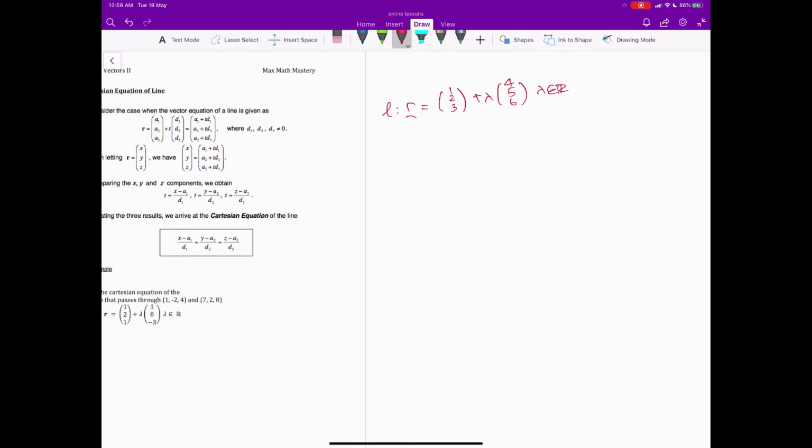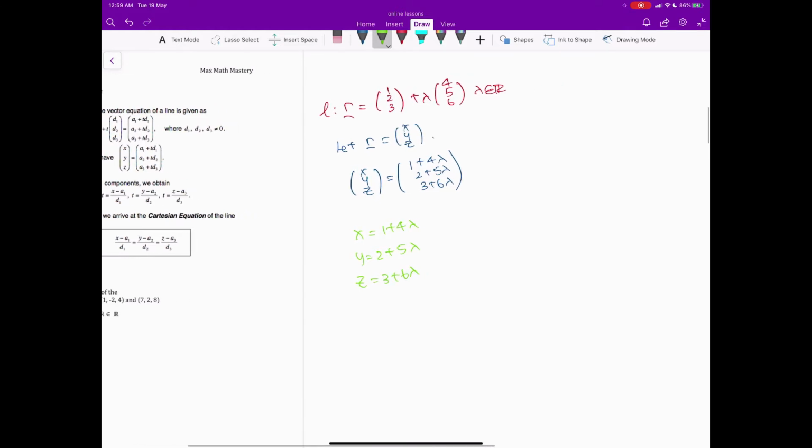From here, we're going to try to form my Cartesian equation of a line. First off, we're going to let r be equal to (x, y, z). So over here, I can derive that (x, y, z) will be equal to (1 plus 4 lambda, 2 plus 5 lambda, 3 plus 6 lambda). From here, I can form three equations. So x is equal to 1 plus 4 lambda, y will be equal to 2 plus 5 lambda, and z is equal to 3 plus 6 lambda.